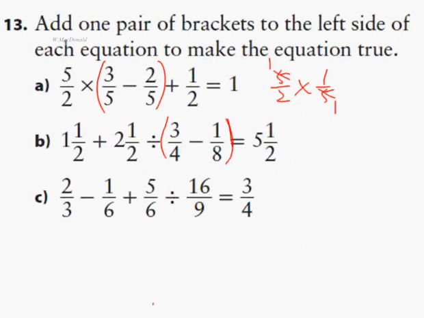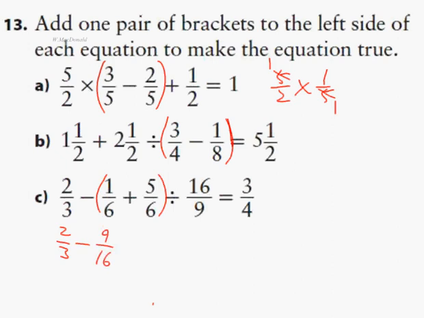So I'm going to say, why don't I try the brackets around here, just to see what happens. So this will be 2/3 take away, well, 1/6 plus 5/6 is 6/6, or 1. So I have 2/3 take away 1 divided by 16/9. My next thing would be to do 1 divided by 16/9. In order to do that, I think about 1 as being 1/1, and I change it to multiplication by the reciprocal. The reciprocal would be 9/16. That would give me 1 times 9, so my answer to this one would be 9/16.